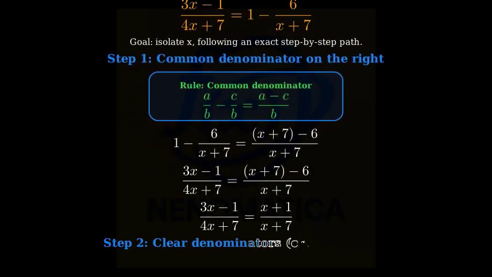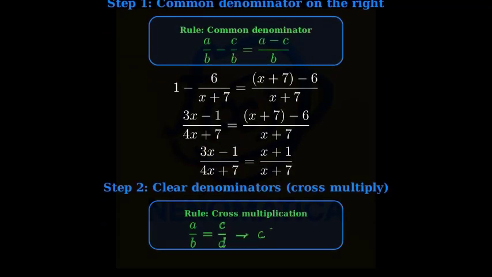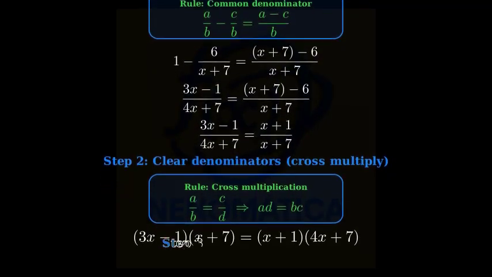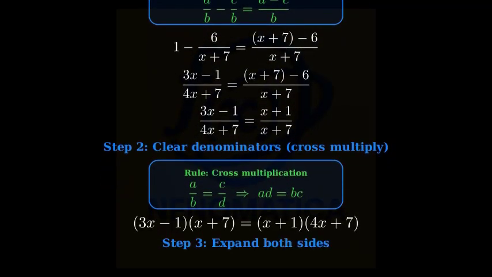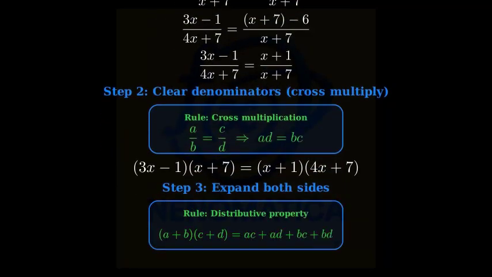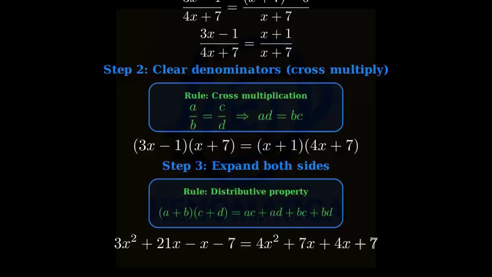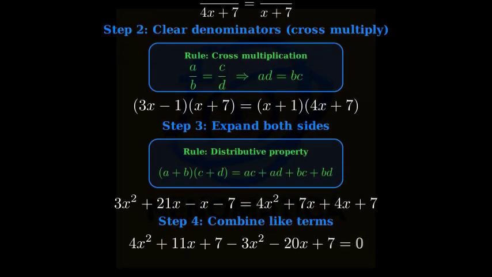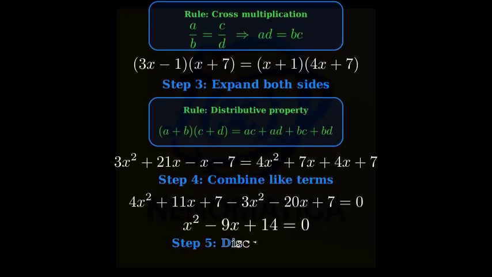Step 2. Clear denominators by cross-multiplying. Multiply numerator by opposite denominator. Step 3. Expand each side using the distributive property. Write every term before simplifying. Step 4. Bring all terms to one side and combine like terms to get a standard quadratic. Then simplify. Step 5. Compute the discriminant to prepare for the quadratic formula.